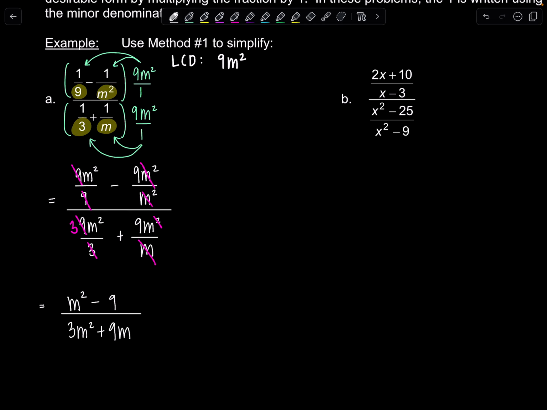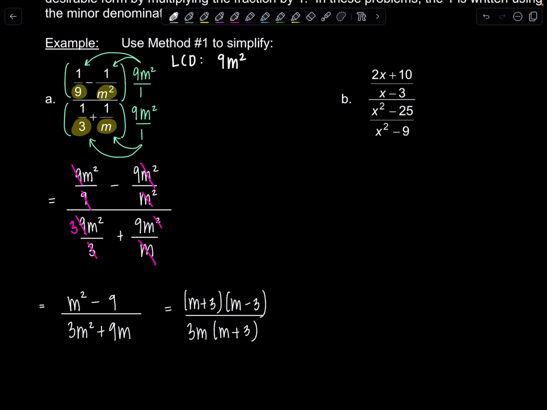How are we doing? Once you distribute the LCD and simplify, you shouldn't have a complex expression anymore. It should not be a complex rational expression, which it isn't. However, we always want to make sure it's completely simplified. And in order to do so, I'm going to factor the numerator and denominator because both factor. So m squared minus 9, that's a difference of squares. That's going to factor into m plus 3 times m minus 3. And then in the denominator, I can take out a 3m, and then I have m plus 3 left over.